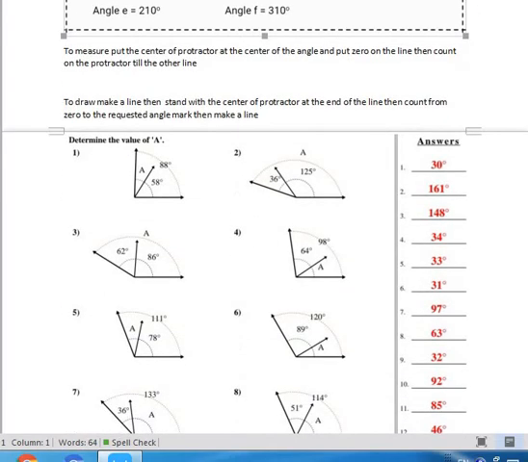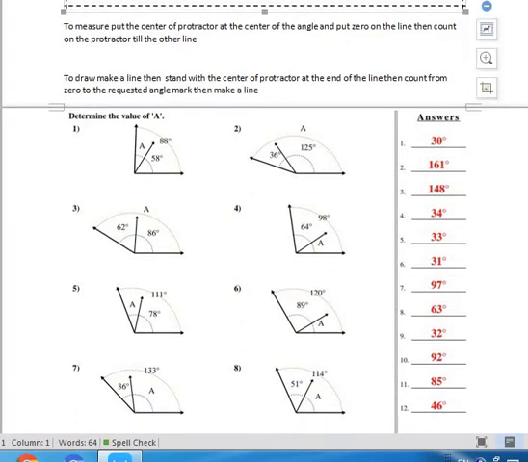Okay, here I have: determine the value of A. Here you have a protractor. Here put your protractor, and here C. So here he asks me to find the angle A. He gives me the whole angle, 88 degrees, and this small angle is 58 degrees.